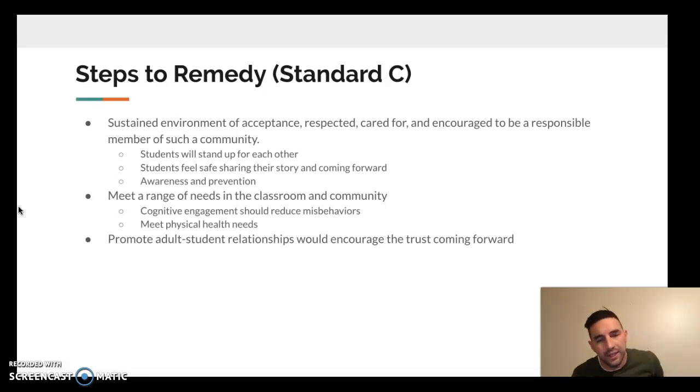And then finally, if I follow the standard, I promote those adult-student relationships in a healthy manner, then that encourages and fosters that trust in the students, feeling like they can come forward.